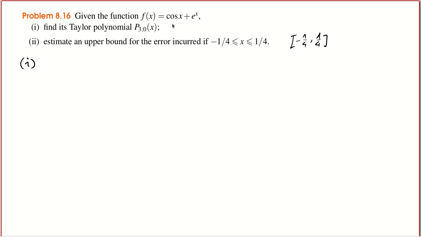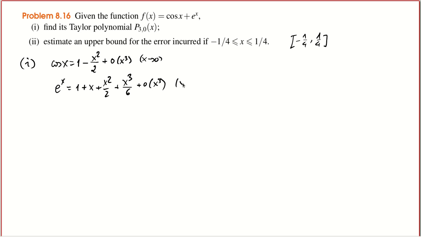The first one is very easy because we know the expansions of these functions up to third order. So the cosine of x is equal to 1 minus x squared divided by 2 plus this. There is no cubic term, so the next term is x^4, so this is o(x^3) when x goes to 0, right? And the exponential is equal to 1 plus x plus x squared divided by 2 plus x cubed divided by 6 plus o(x^3) when x goes to 0.